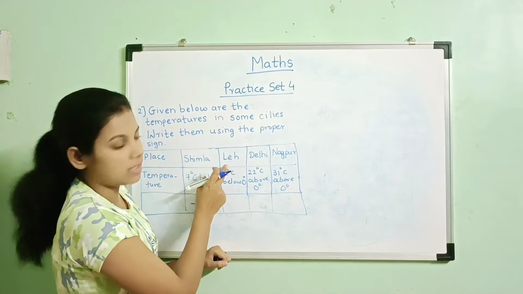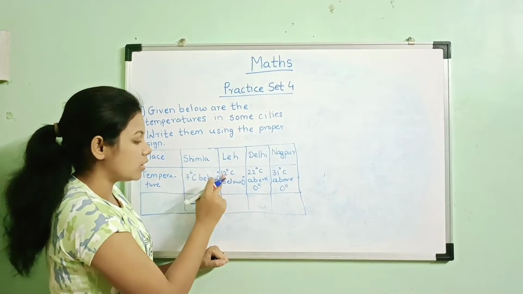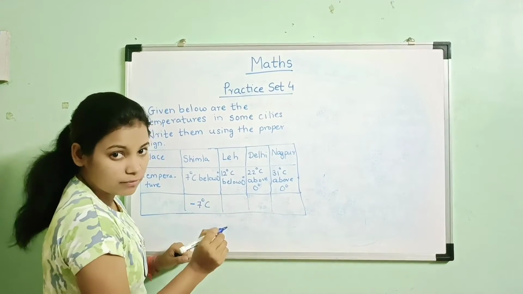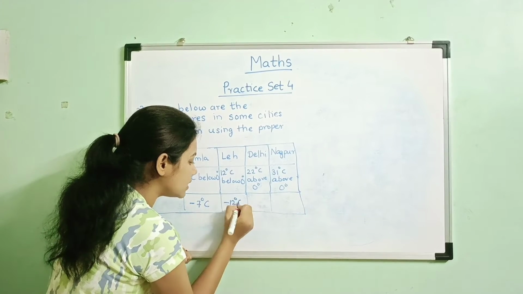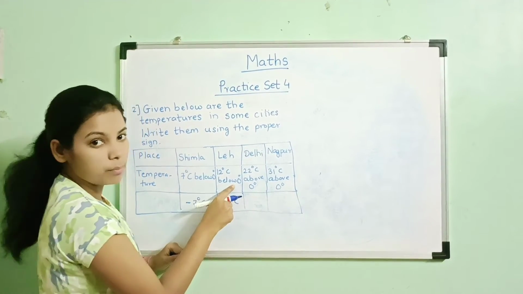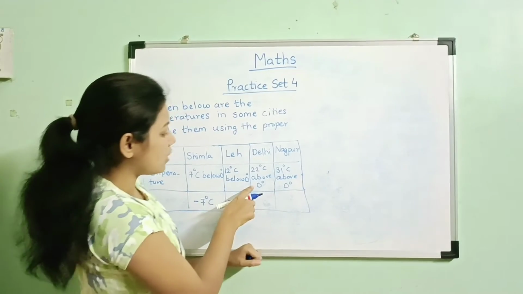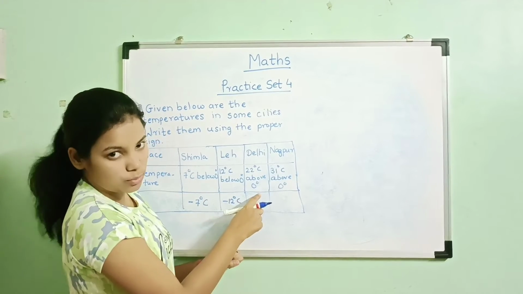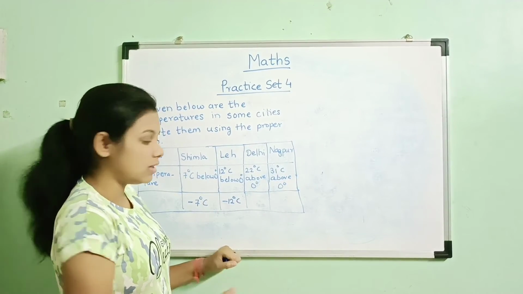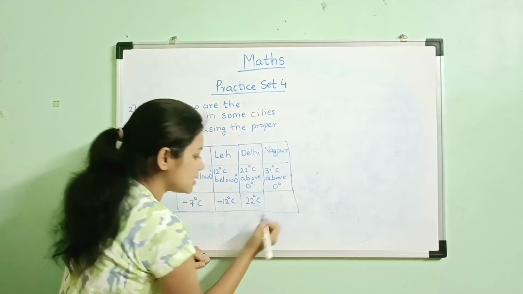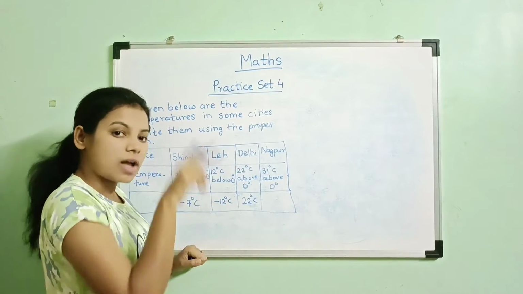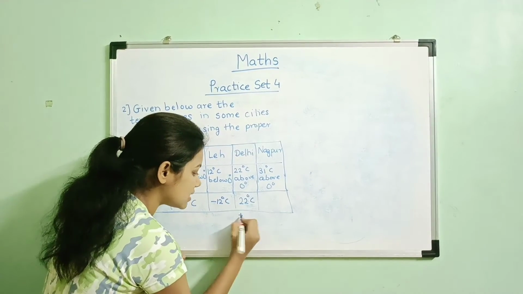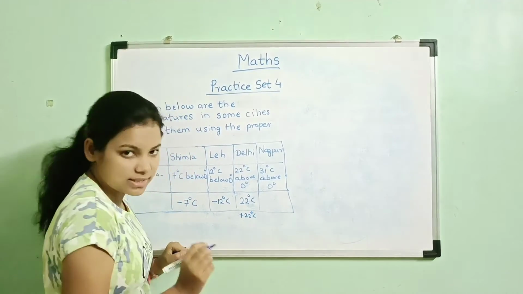Then consider Leh. What is the temperature there? 12 degrees Celsius below 0 degrees, means what will that be? Minus 12 degrees Celsius, because we are considering below 0 degrees Celsius. Now for Delhi, what is the temperature? 22 degrees Celsius above 0 degrees, means what will be the answer? Positive 22 degrees Celsius, because the values above 0 on the thermometer are positive values. You can write this as positive 22 degrees Celsius also.